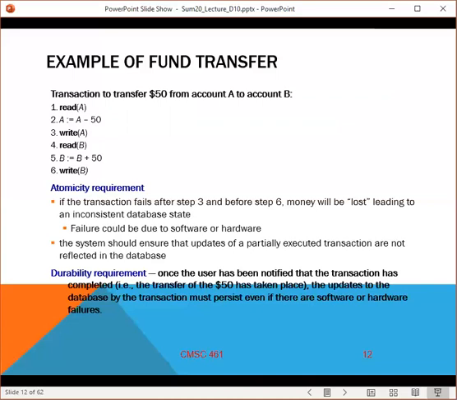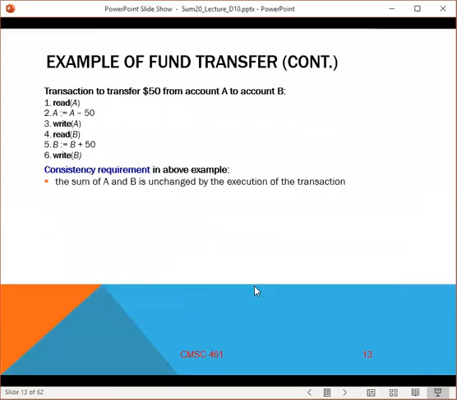Isolation means that we don't want one transaction from one application to interfere and cause error in the operation of another transaction from a different application. And we're going to look at this concept of serializability, and that ensures that the schedule of operations for concurrent execution of several different transactions yields consistent results. And again, we have this consistency: once a transaction is complete, the database is in a consistent state.